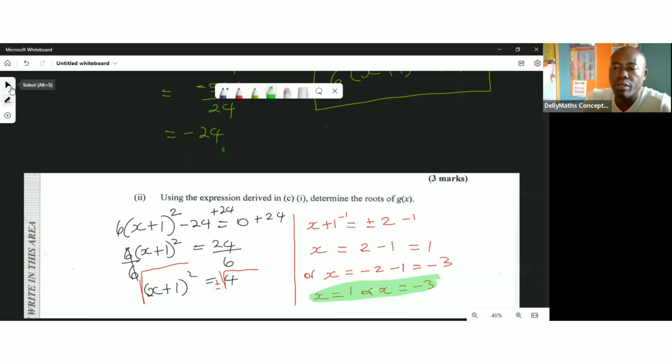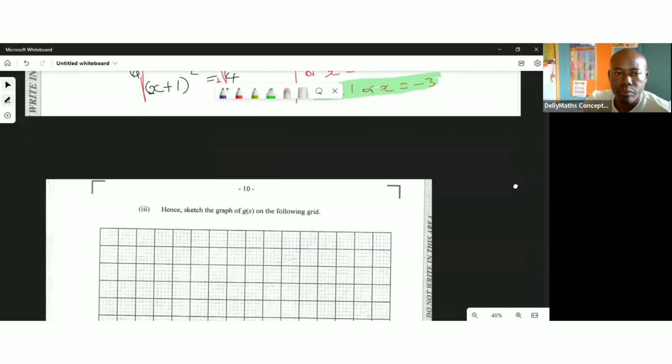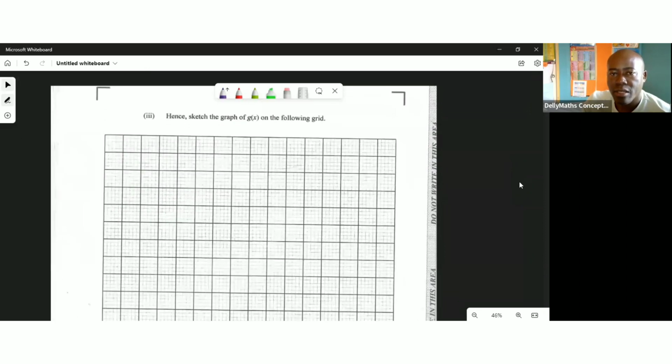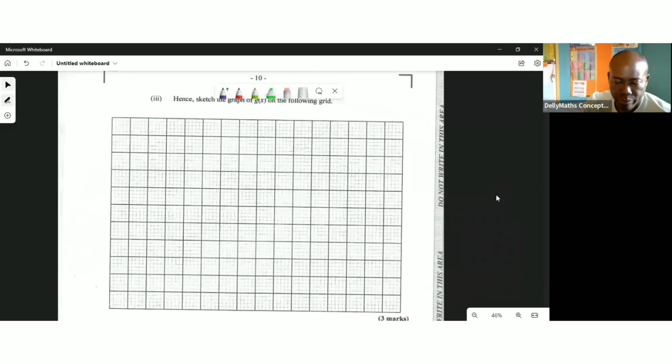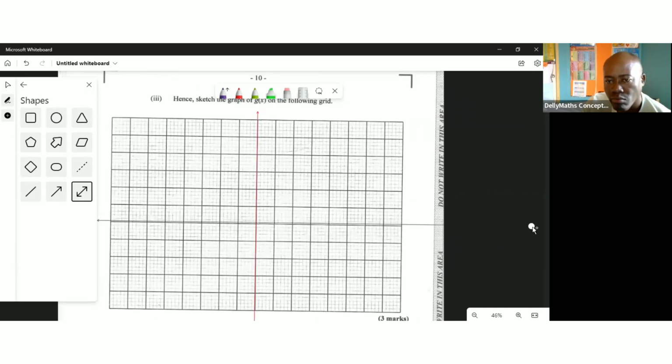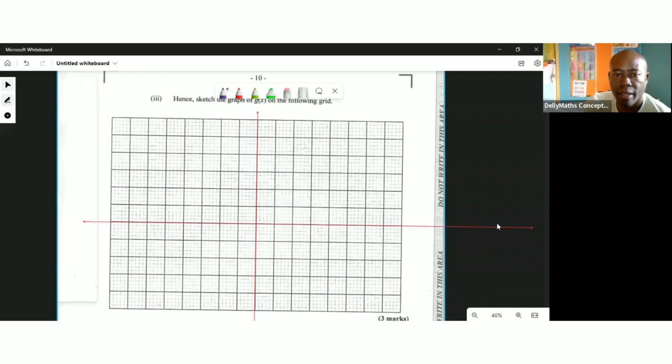All right. So now let's look at the last question in number 2. So the last question in number 2 says, hence sketch. So we want to sketch the graph of g(x) on this grid. So it's a sketch, all right? We can just quickly do some sketch. If I drop my x and my y axis, right? So there I'm dropping my x and my y axis.